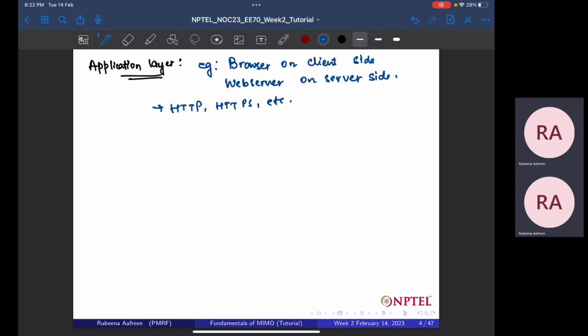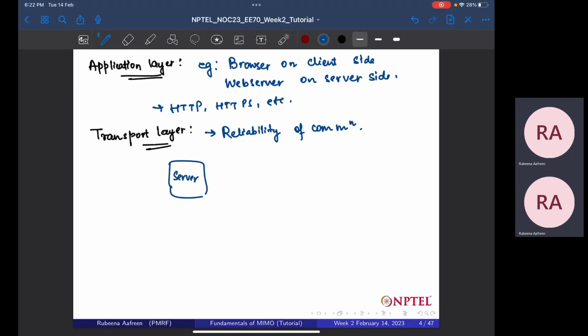Then we have the transport layer. The main function of the transport layer is to control the reliability of communication. There are several functions that the transport layer will be doing, such as segmentation, flow control, and error control. But the basic idea is that suppose we have a server and we have a receiver. The server can transmit data at the rate of 100 Mbps. The receiver has a limit of 10 Mbps.